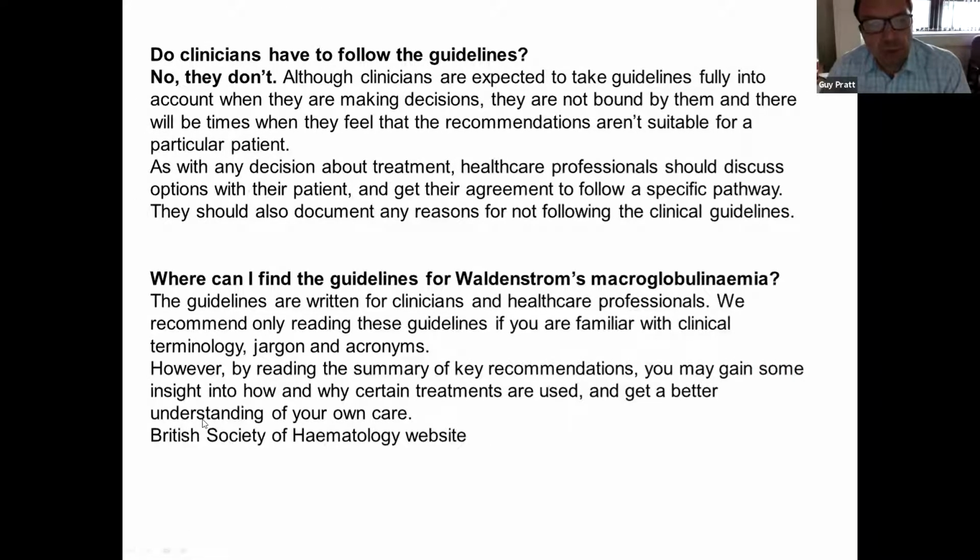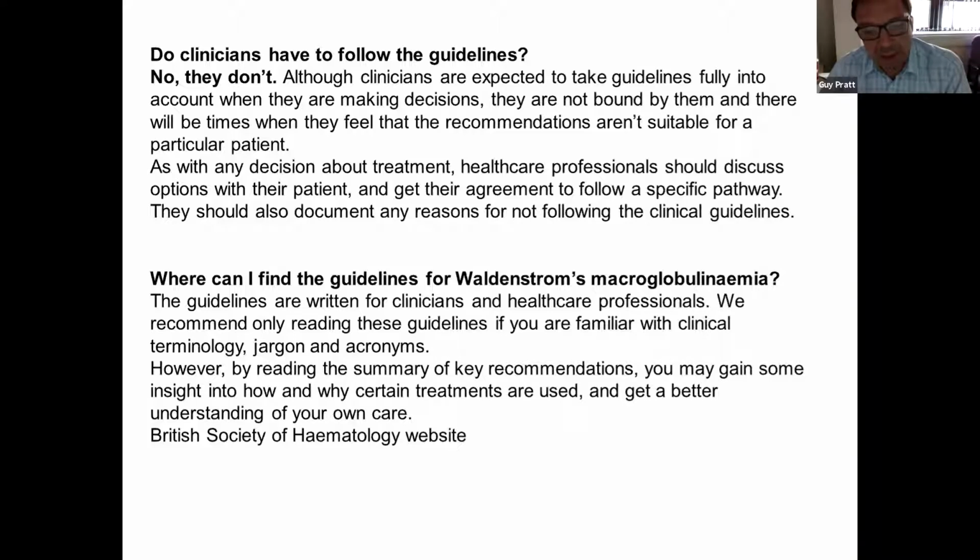As I say, they're not obligatory. And there may be times when you feel that the recommendations aren't suitable for a particular patient. And obviously then you need to be involving other healthcare professionals to make that decision, usually at the MDT, for example, where all patients are discussed.